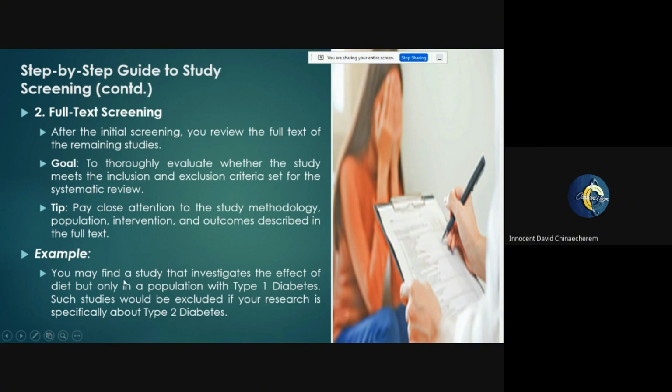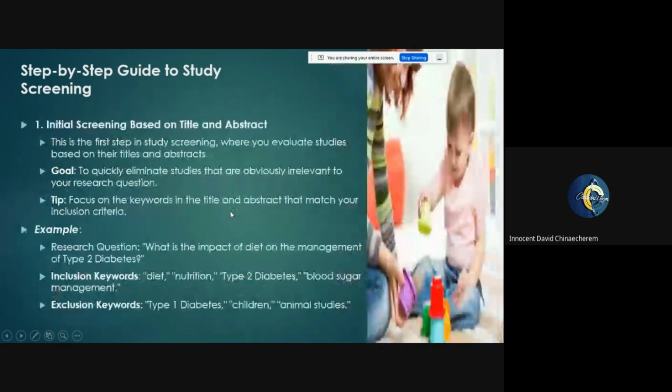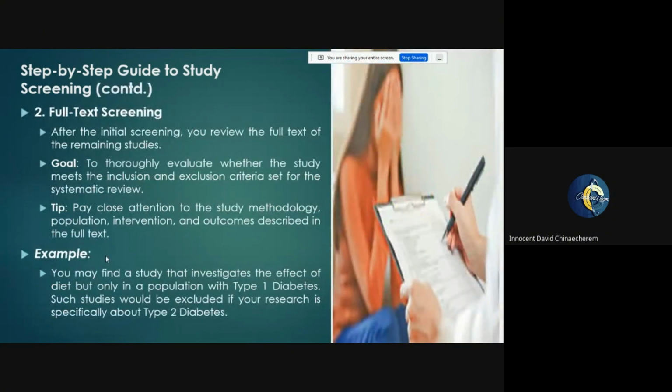Now, for example, let's say you want to find a study that investigates the effect of diet, but only in the population with type 2 diabetes. That study you're definitely going to include, just like we talked about before. So let's say you now open the full text of this study after seeing type 2 diabetes in the title, and you start finding out that it's type 1 diabetes inside it. That means you're definitely going to exclude it.